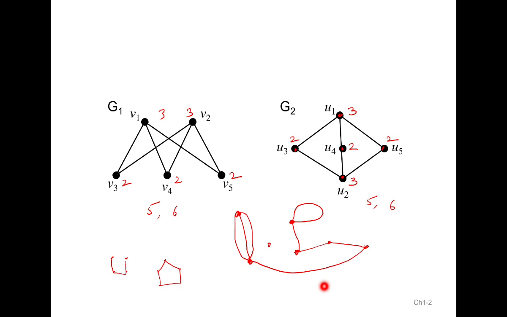Then what else? Here the degree 3 vertex and the degree 3 vertex are not adjacent. There is no edge between them. Here also degree 3, no edge between them. Degree 2, degree 2, degree 2, no edge between them. Here also the same. So you can see that both graphs have the same properties. And now here is a small graph for the verification.